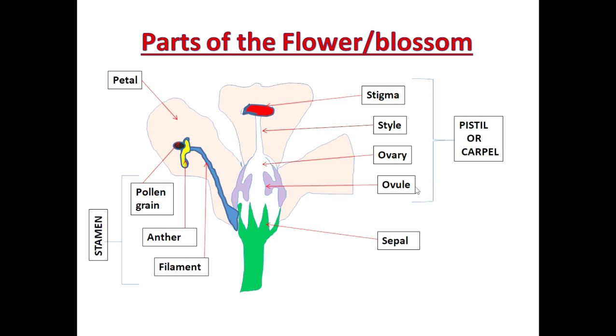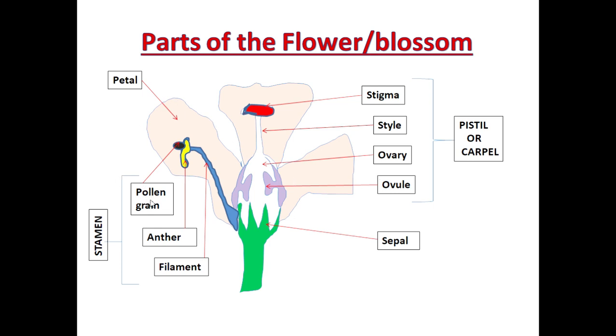The ovule here is the female sex cell. So this structure here is the ovule. We have the ovary that produces the ovule. We have the style here and the stigma. The stigma catches the pollen grain, and the style supports the stigma. All those four parts together make up the female parts of the plant, and that is referred to as a pistil or carpel. So let's go to the male parts of the flower.